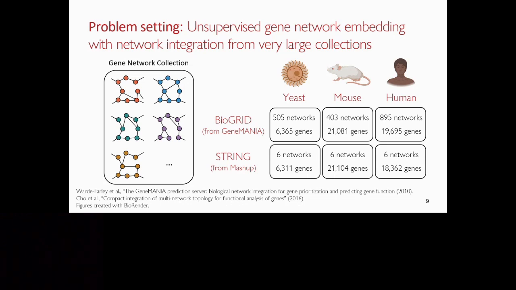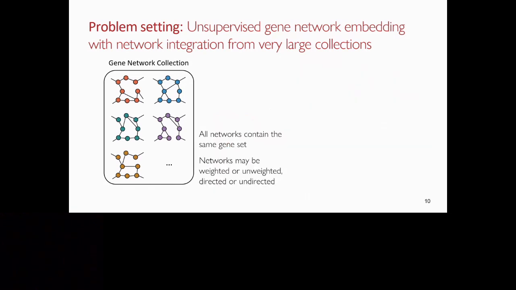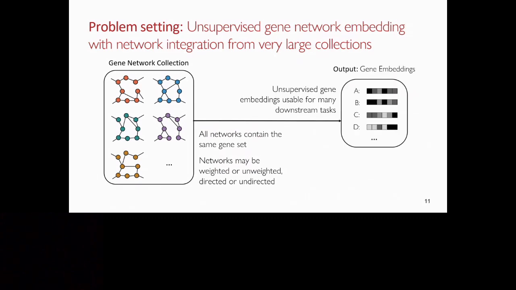Across both collections, the yeast datasets have over 6,000 genes, so 6,000 vertices per graph, and both mouse and human have around 20,000 each. We further assume that all of the networks within our collection cover the same gene set or the same vertex set, but they can be weighted or unweighted, directed or undirected, and it's also perfectly fine, for instance, for some networks to be weighted and others not. Then as output, we produce dense gene representations that we've learned in an unsupervised way so that they're suitable for many downstream tasks, and we haven't focused on any particular label during training.